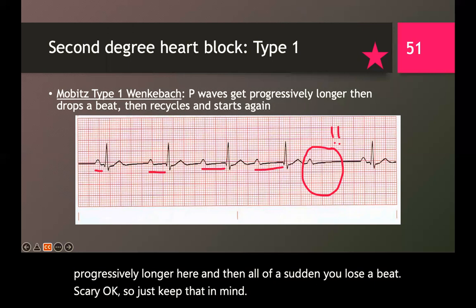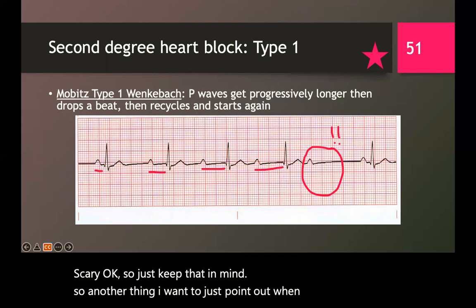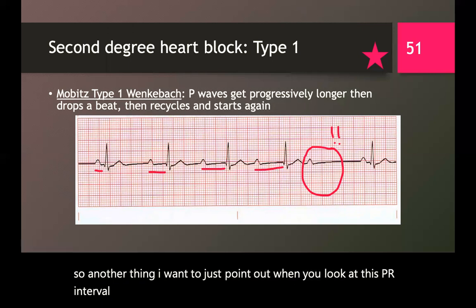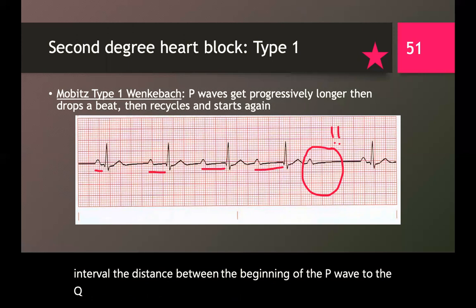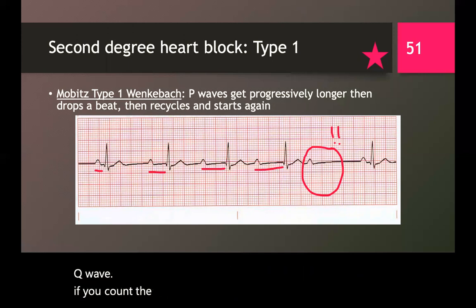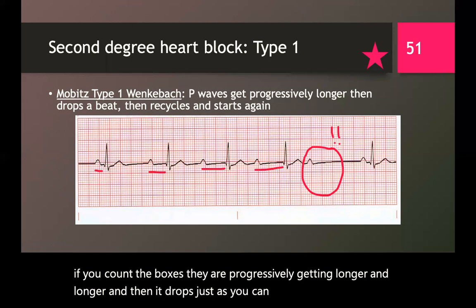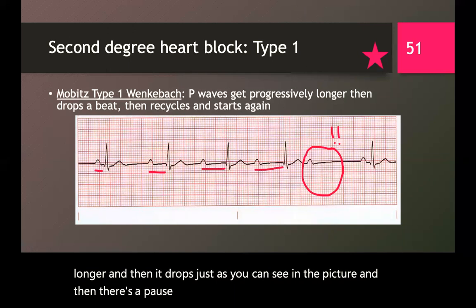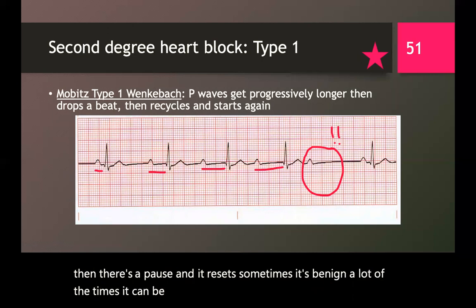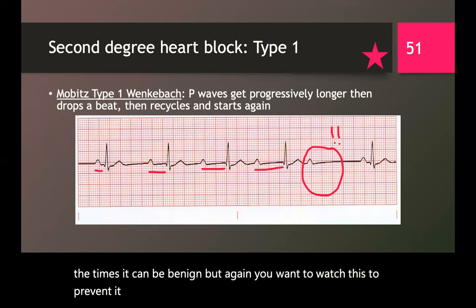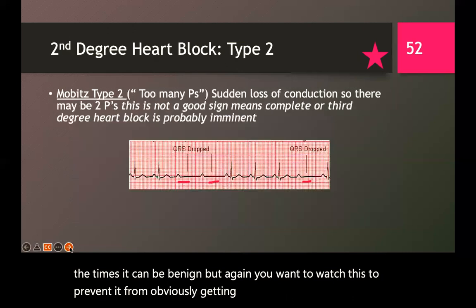Another thing I want to point out: when you look at this PR interval, the distance between the beginning of the P wave to the Q wave, if you count the boxes, they're progressively getting longer and longer, and then it drops, just as you can see in the picture. And then there's a pause and it resets. A lot of the time this can be benign, but again, you want to watch this to prevent it from getting progressively longer.